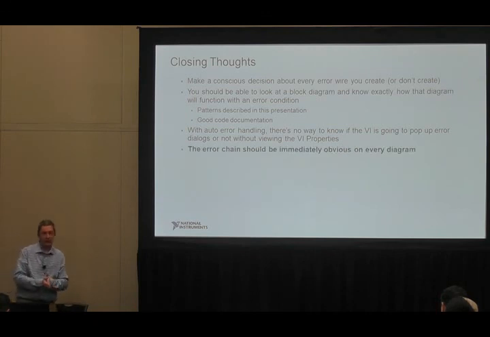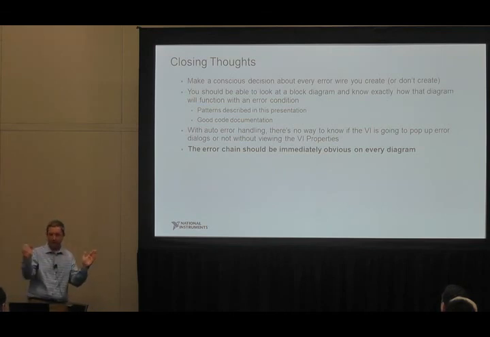The number one thing you should take away from this presentation, though, is that the error chain should be immediately obvious on every single diagram. You should see the functions wired together with the errors that you care about. There should never be any ambiguity about for loops and how many times they run. There should never be any ambiguity about the order in which things go into merge errors. Error in, error out, make sure there's a constant chain between them. If there's parallel code, make sure things are getting merged in proper order.